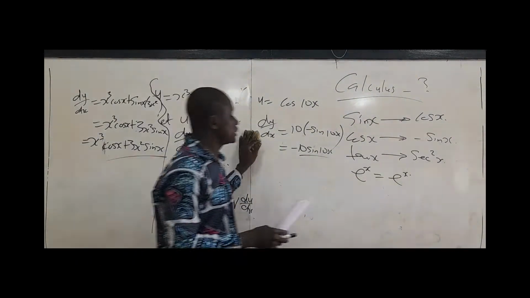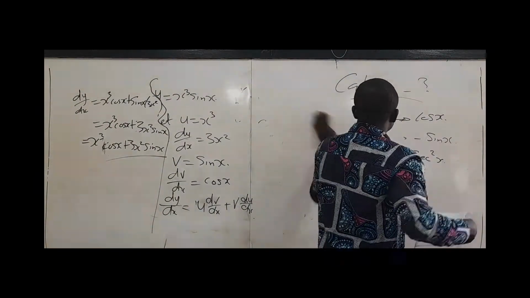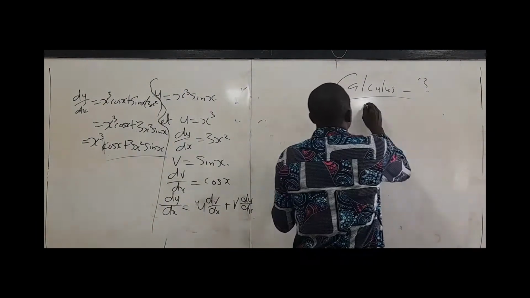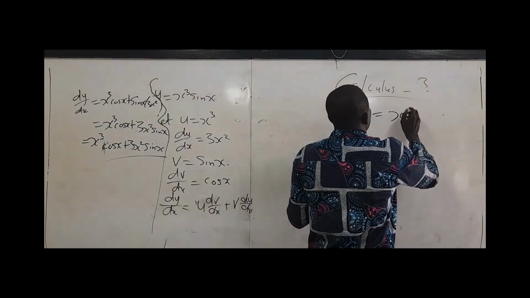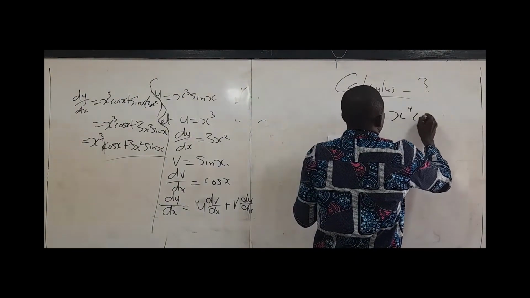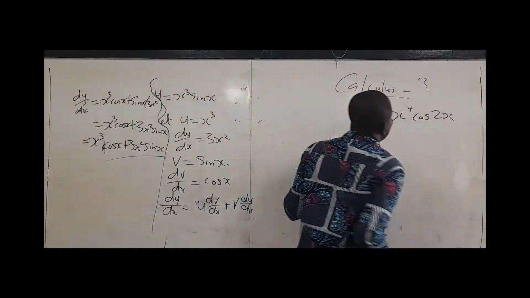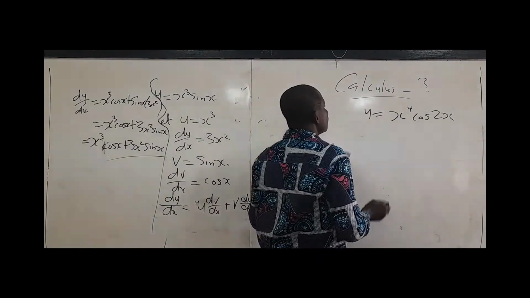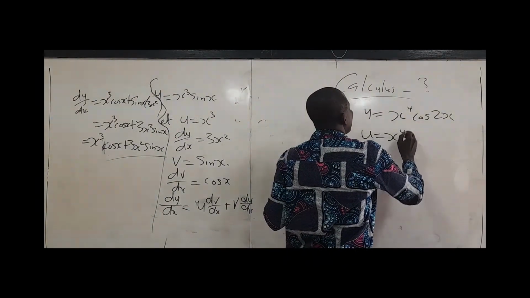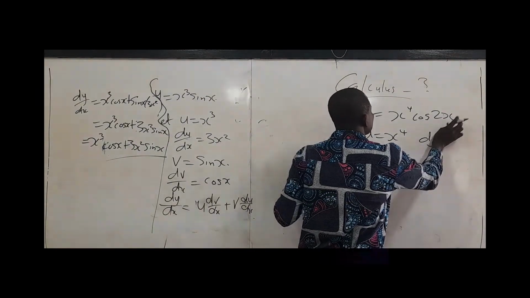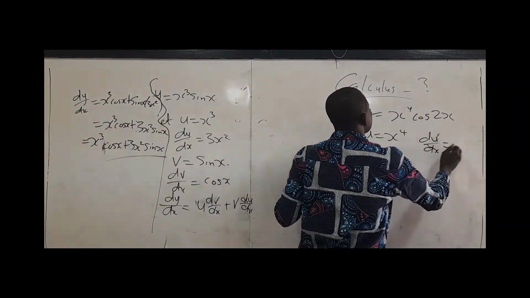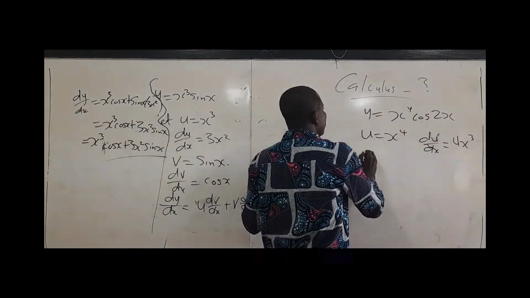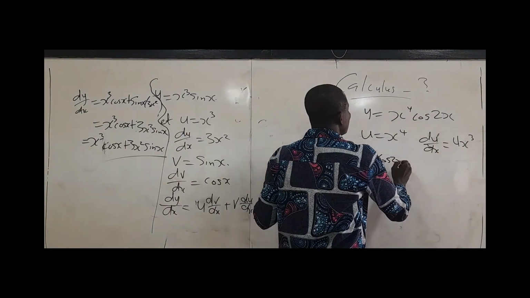Now, let us see another example. If I have y is equal to x^4 cos 2x, and I have to differentiate this. Once again, we have two functions. So we say that u is equal to x^4. So du/dx is equal to 4x cubed. Then v is equal to cos 2x.